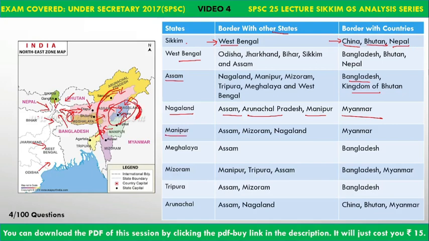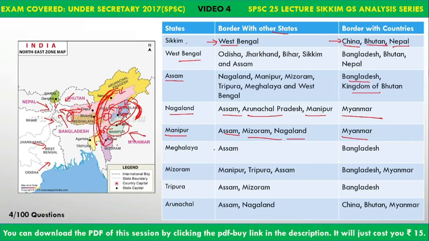Okay, when we talk about Manipur, where is Manipur? Manipur is here. From this side it's Nagaland, this side it's Assam, this side it's Mizoram, and is it Tripura? No, only Assam, Mizoram, and Nagaland. So Manipur is bordered by only 3 states, and it is also bordered by only one country, that is Myanmar, which is from this side. As you can see, from this side it is surrounded with Indian states, and from this side it is bordered with Myanmar, that is only one country.